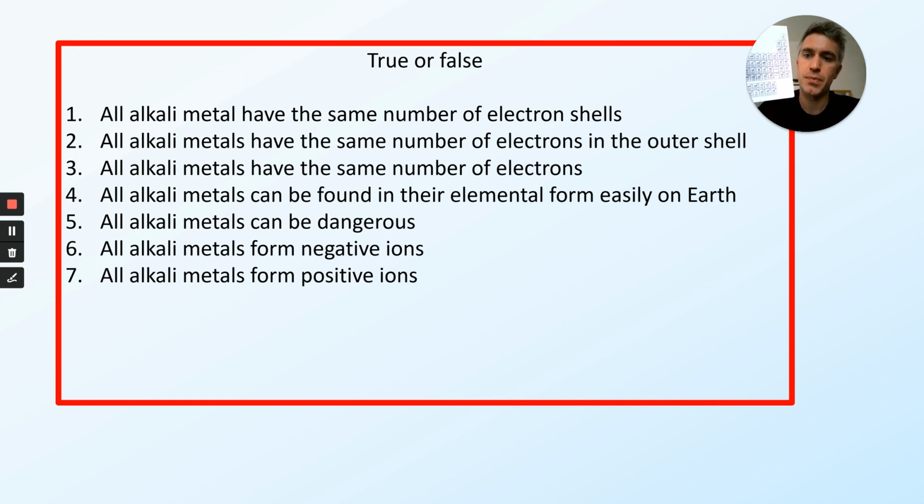Good. All alkali metals have the same number of electrons in the outer shell. If you're in group 1, you have 1 electron in the outer shell. That is true. Well done. All alkali metals have the same number of electrons.